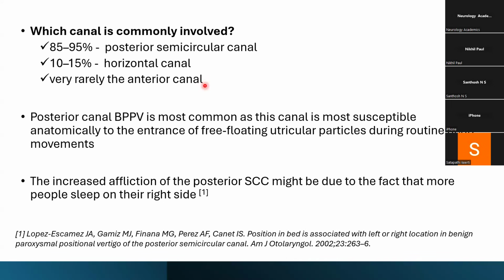So why is it always the posterior canal? It is because of anatomical susceptibility. And one more proposed theory is that as most people sleep on the right side, it makes the posterior canal more anatomically susceptible.